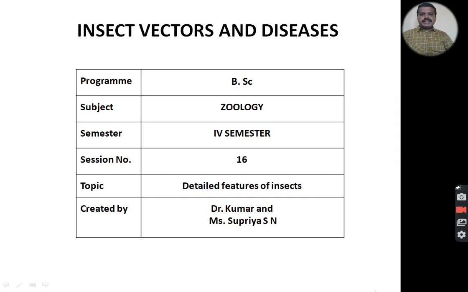Today's lecture is the detailed features of insects. So this comes under paper 4, that is insect vectors and diseases.